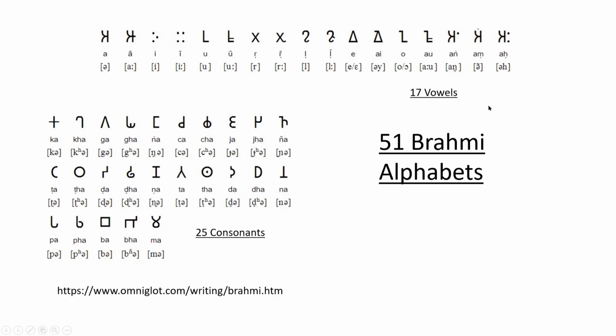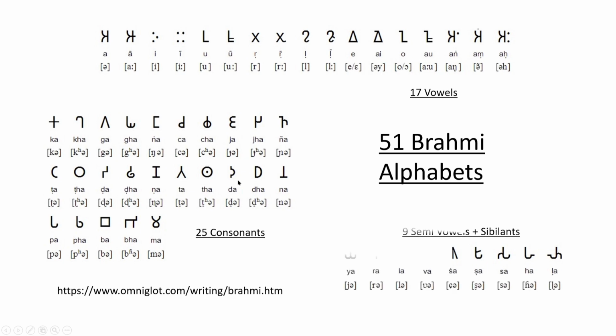And then these are the usual consonants: the ka series, cha series, ta series, ta series, and the pa series, ma series. So there are 25 consonants, and these 25 are the structured consonants. These are the unstructured consonants. Some of them are called semi-vowels. There are in total 9 semi-vowels plus sibilants. Sibilants are these: sha, sha, sa, these things. So overall there are 51 Brahmi alphabets.